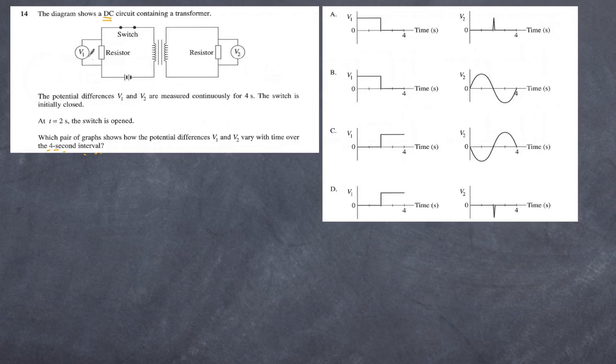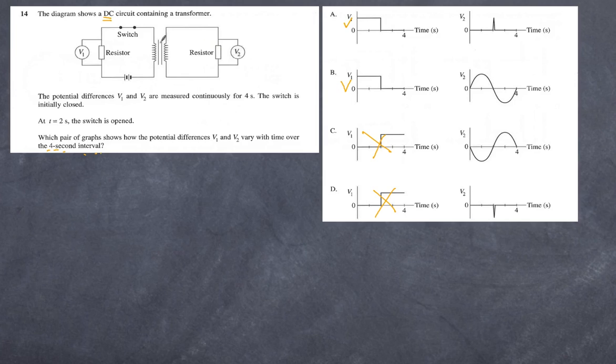Well, the first thing, of course, is that if we just concentrate on V1, we note that we have a DC supply, so we have a constant voltage, and then it is switched off. So if you look at the possibilities for V1, constant voltage switched off, constant voltage switched off. These have no voltages, so therefore automatically C and D are excluded from our responses. The switch is switched open.